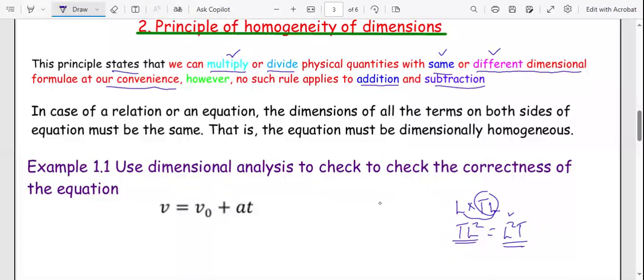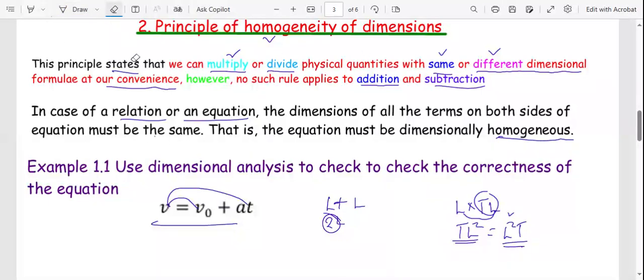But we can't add L plus L. We can't say 2L; this rule doesn't exist. But each term must be equal. So in the case of a relationship or an equation like this, the terms on both sides of the equation must be the same. This is equal to that, and also this is equal to that. So the equation must be dimensionally homogeneous. That is homogeneity.